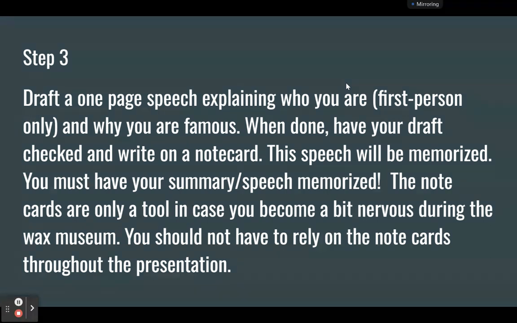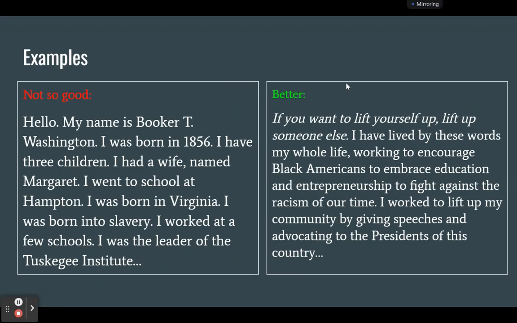So when you do this, you have a few steps. You're going to draft a speech. In that speech, you're going to pretend to be that person. You're going to write it on note cards. You're going to try to memorize your speech as much as possible.